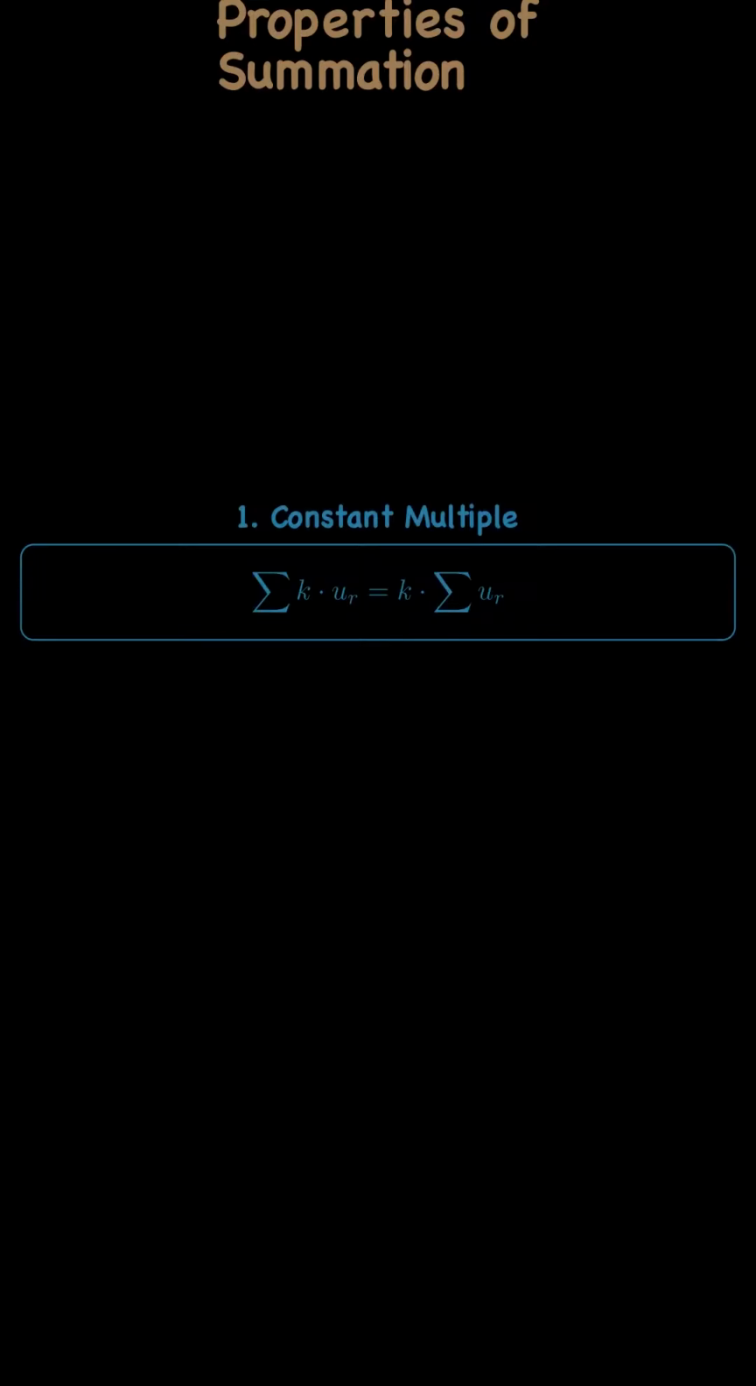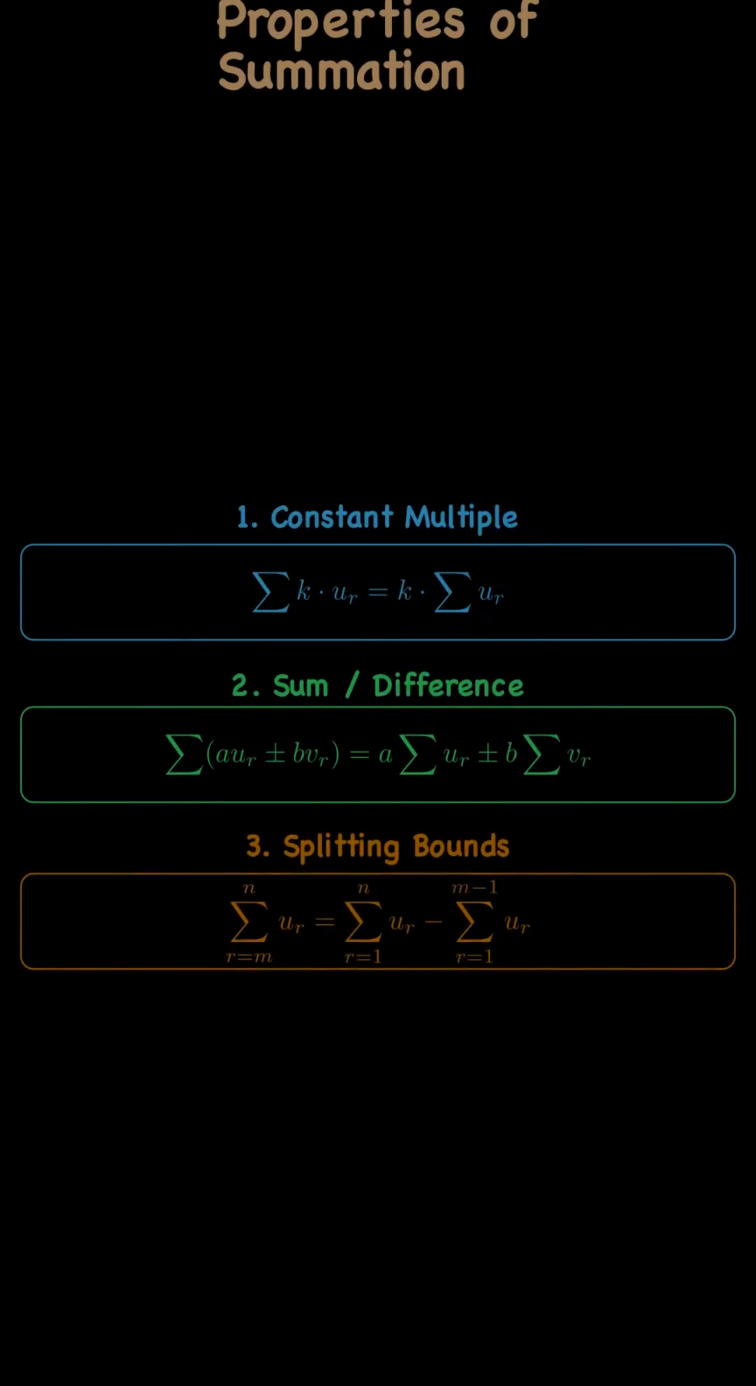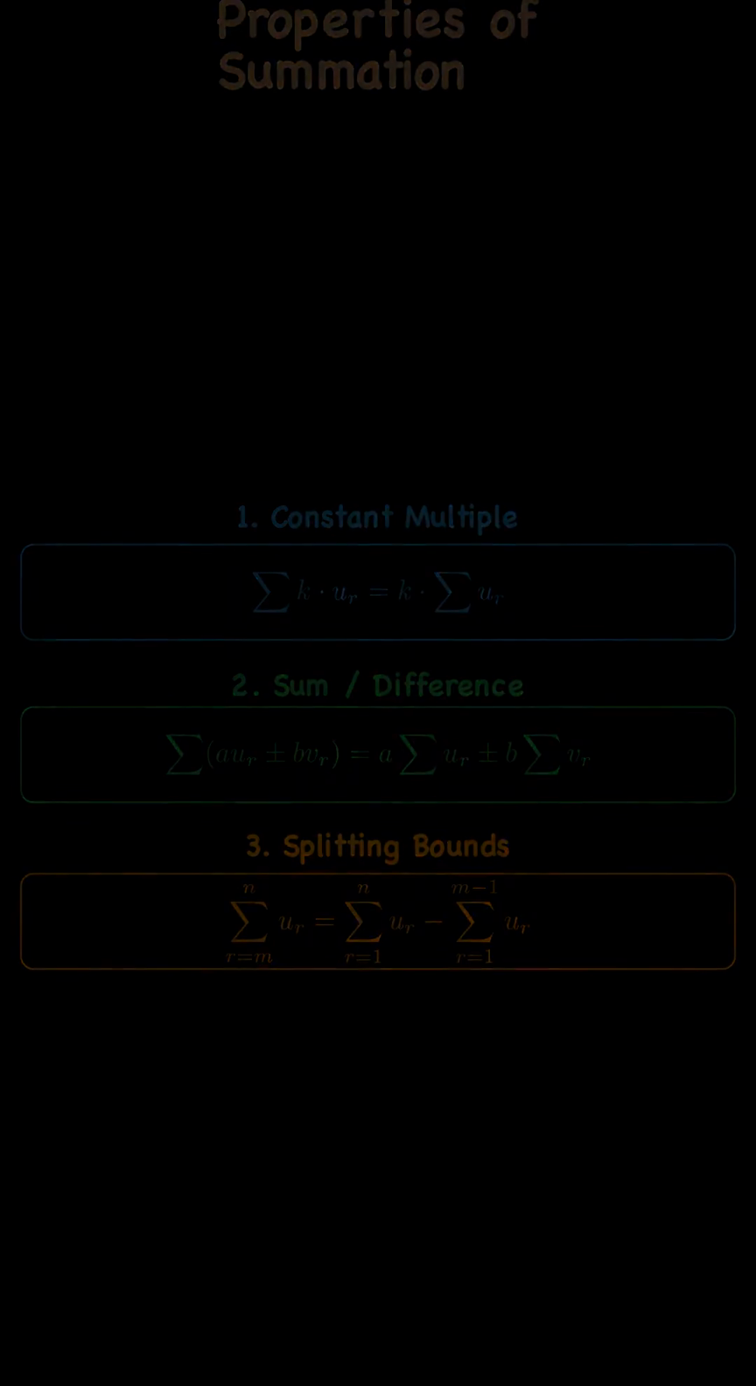There are 3 key properties of summation you need to know. First, the constant multiple rule. You can pull constants out of the sum. Second, the sum and difference rule. You can split the sigma across addition and subtraction. Third, splitting bounds. To sum from m to n, take the sum from 1 to n and subtract the sum from 1 to m minus 1.